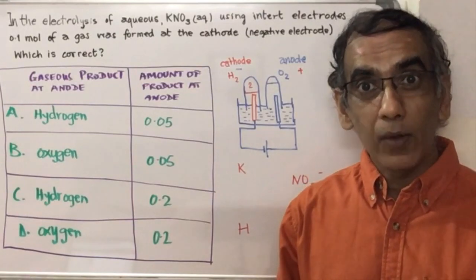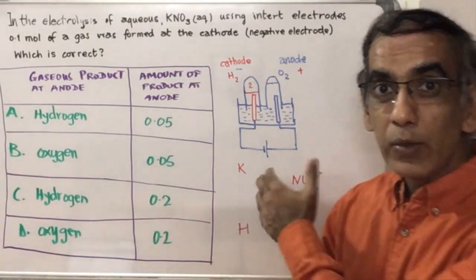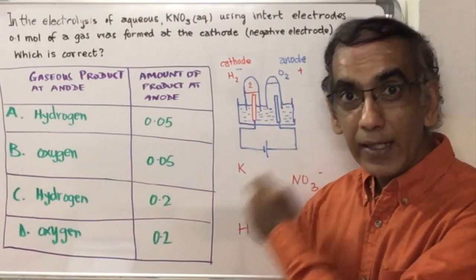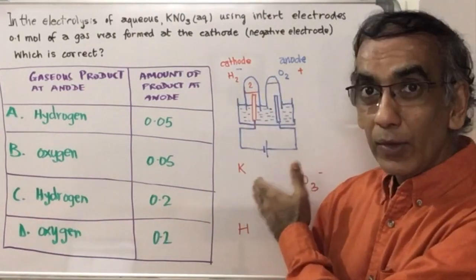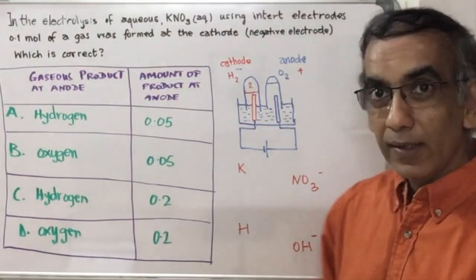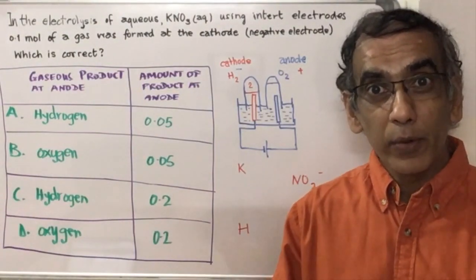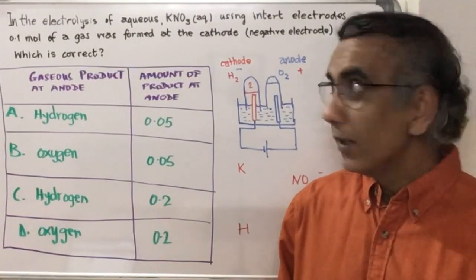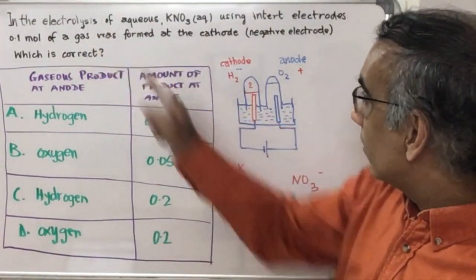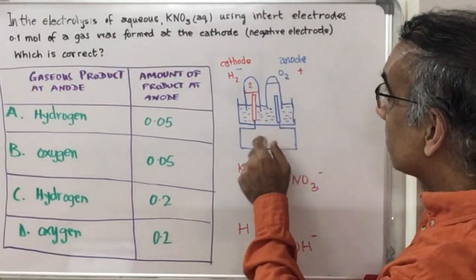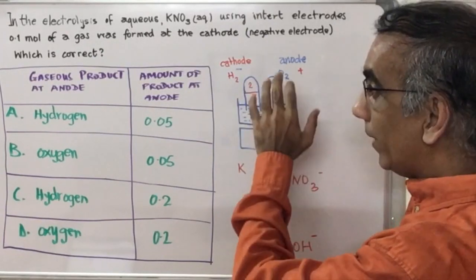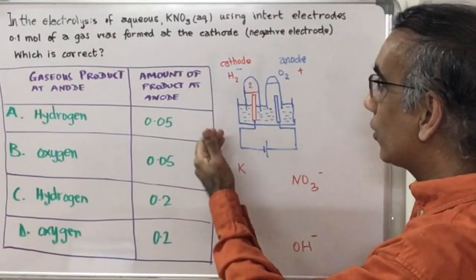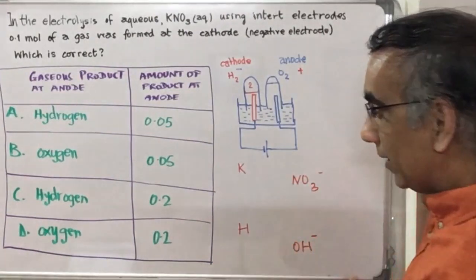Whether concentrated or dilute, this is going to amount to the electrolysis of water, and you will get hydrogen at the cathode and oxygen at the anode. But what proportion will you get? Most students are quite familiar with this ratio, that 0.1 mole of a gas, that gas being formed at the cathode will be hydrogen, and therefore at the anode you'll get oxygen, which will be half that amount.